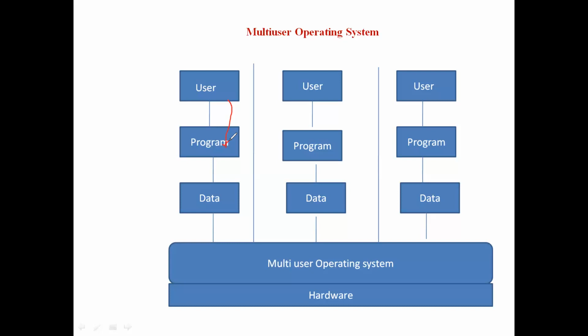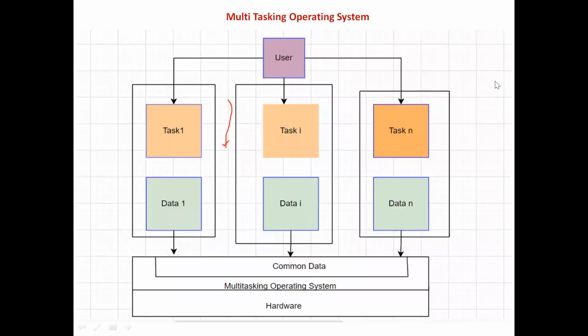So this is about the multi-user operating system. I hope it's clear. Coming to the multitasking operating system, here you can see the diagram for it. Here you have a single user and many tasks: task 1, task 2, task i, up to task n.